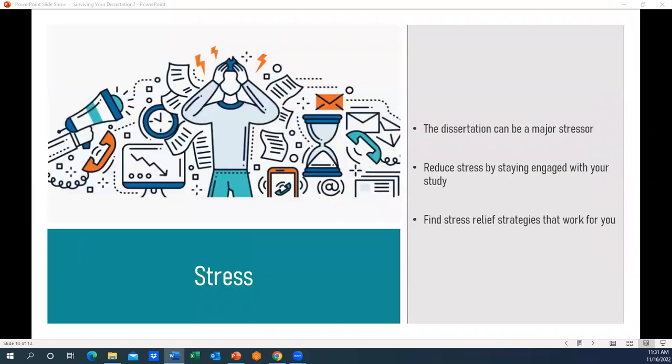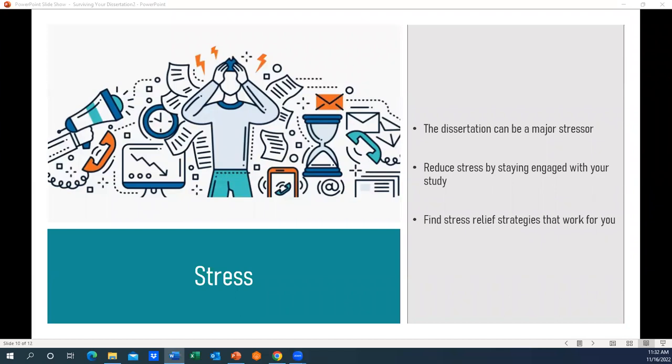Okay, stress. Stress is everywhere, right? The dissertation is a major stressor. There's just no question about that. I mean, it comes with financial stress. It comes with the stress of getting it done. It comes with the stress of, what am I doing here? I don't know what I'm doing. Why did I do this? I mean, there's all kinds of things. And don't underestimate the effects of stress, not only on the progress of your dissertation, but on yourself.